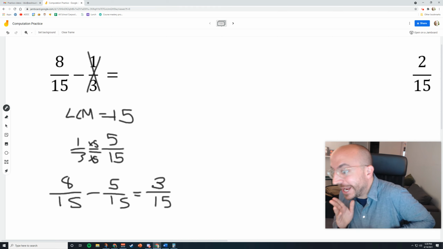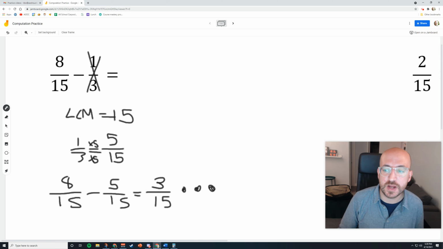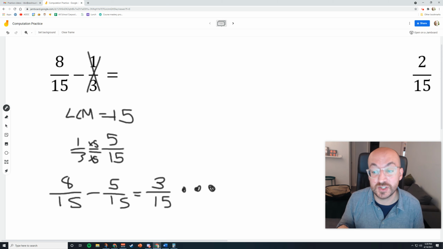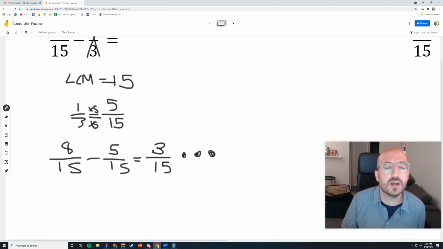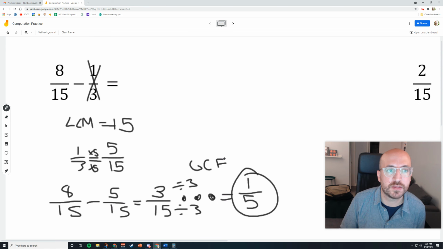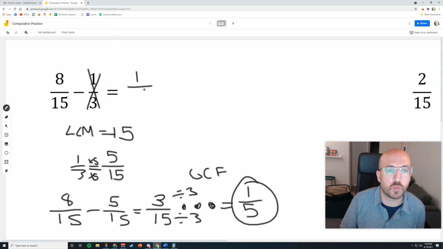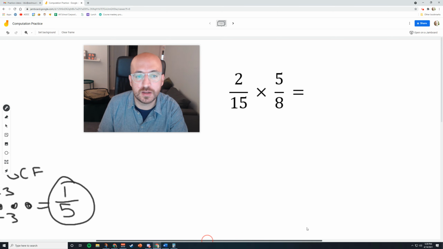Cool. Next problem, right? What do we remember about fractions? When we add or subtract, we should always be looking to simplify. That's why the imposter rip off the mustache. 3 and 15 share a common factor. The greatest common factor they have is 3. So I can divide both of these by 3, and I would know that that is the same as 1/5. 8/15 minus 1/3 is 1/5. Good practice. That's how you subtract fractions with common denominators.